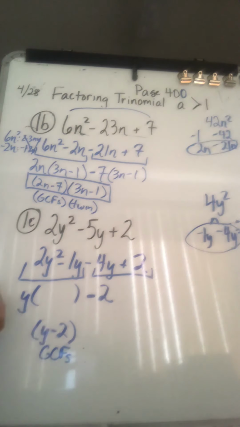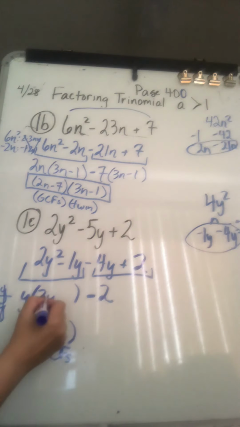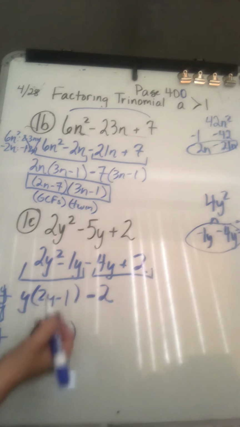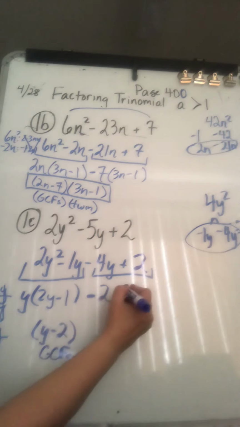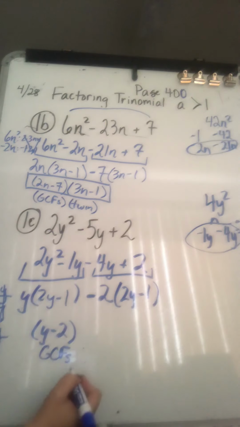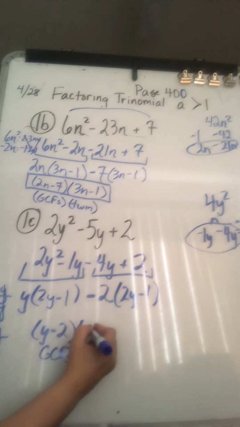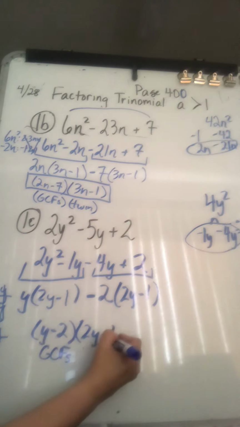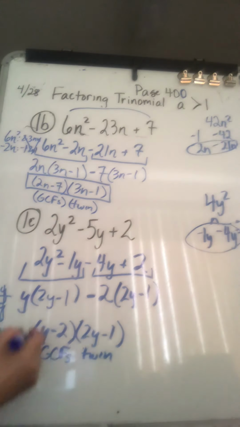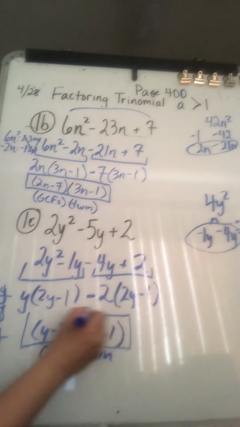Now I'm looking for my twin. 2y squared divided by y is 2y. And -1y divided by y is -1. Here's my twin. My identical twin is going to be right here. So I have 2y minus 1. And this is my twin. And here are my answers.